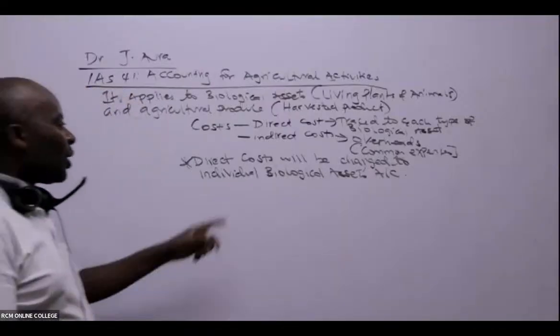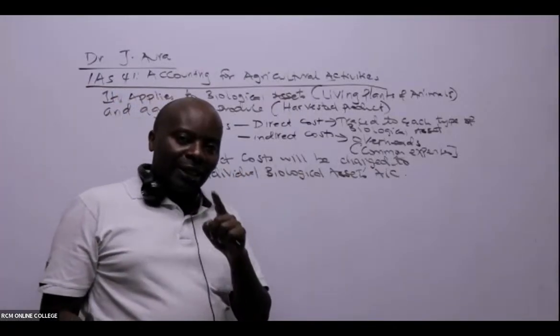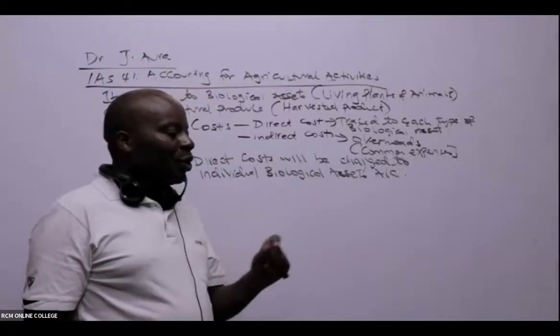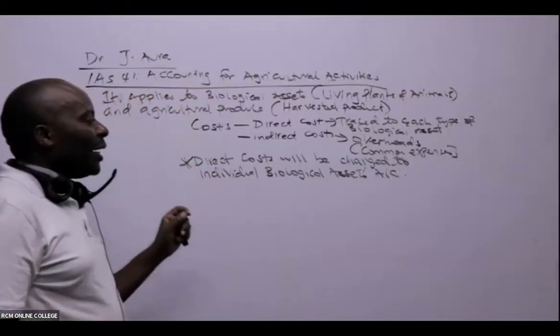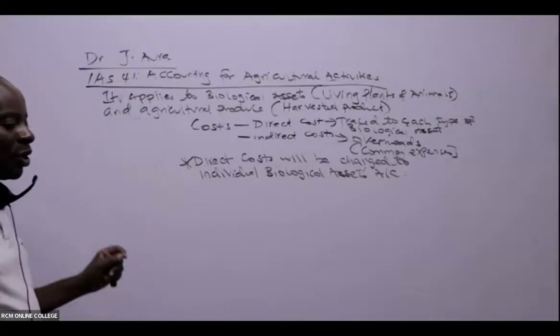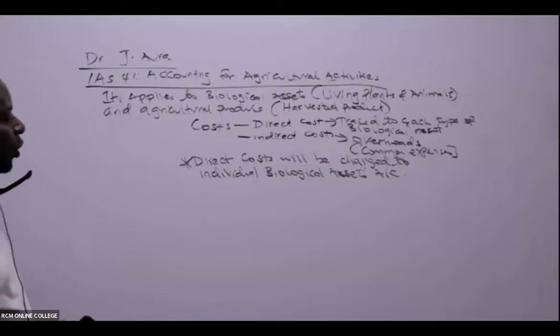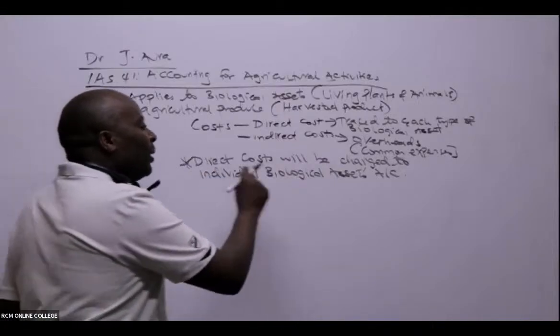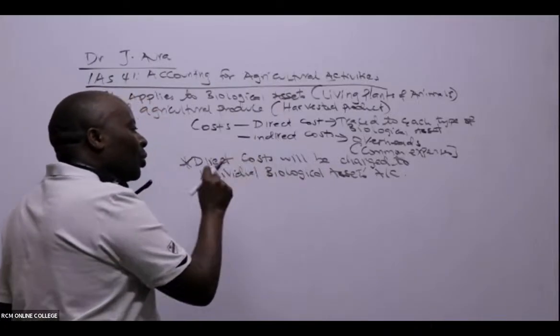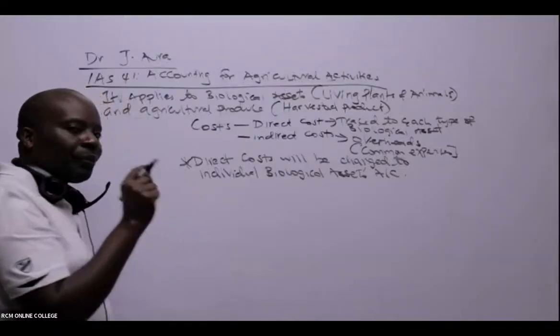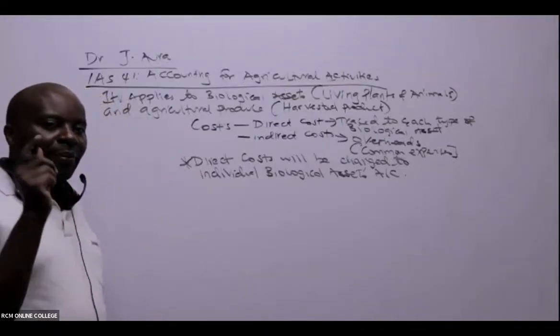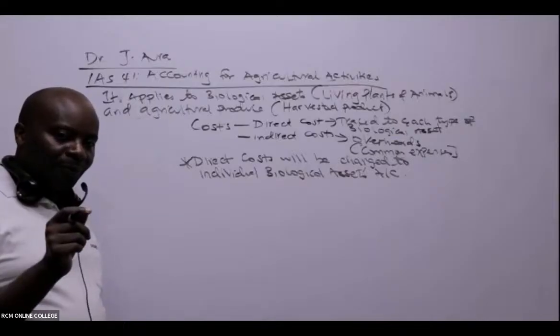Because we can trace them to each of these biological assets. And if we are able to trace them to the biological assets, ladies and gentlemen, then automatically we shall always talk about what here? Traceability. We shall be charging those expenses to the individual biological assets accounts.